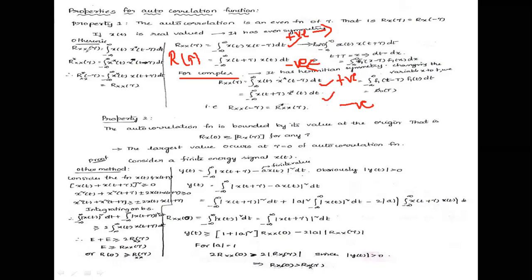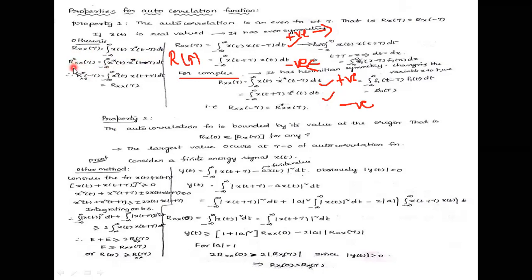How? I am taking a simple way to find the equation. Rxx of tau, what is the formula? By using the complex function, it is x of t x star of t minus tau dt. Observe here, my dear students. Don't write xx every time, it is somewhat difficult to understand. R of tau is the autocorrelation function: the integral from minus infinity of x of t x star of t minus tau dt. Take the complex conjugate.